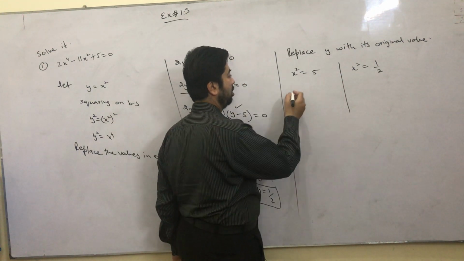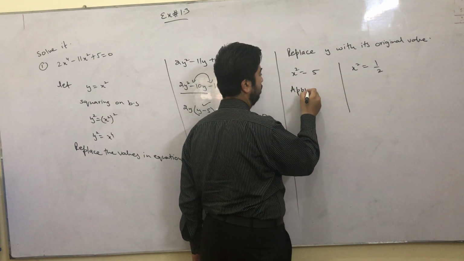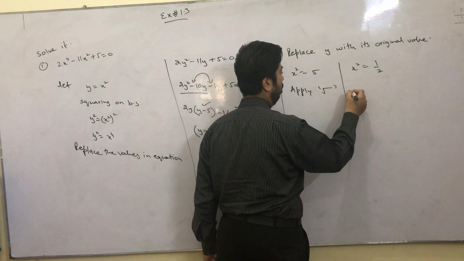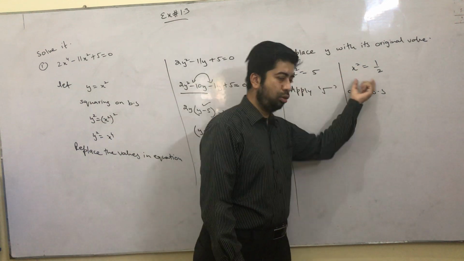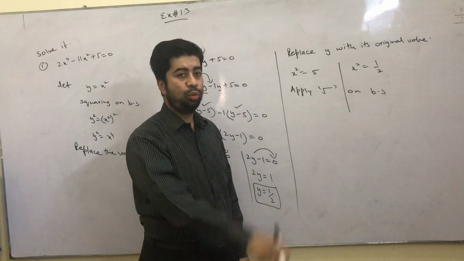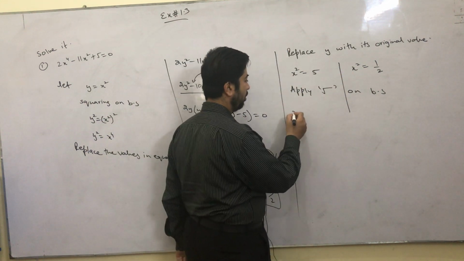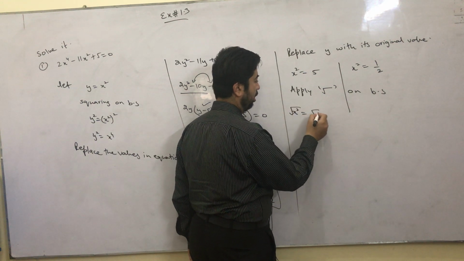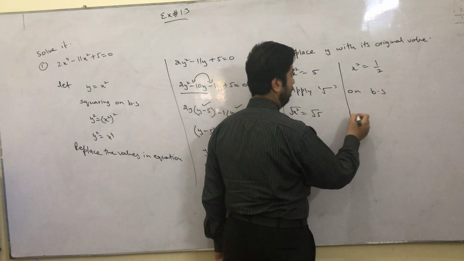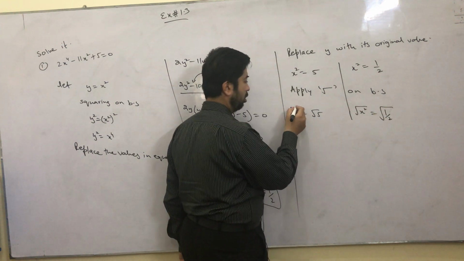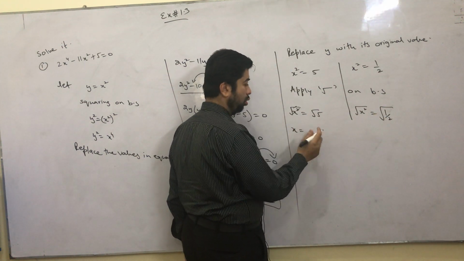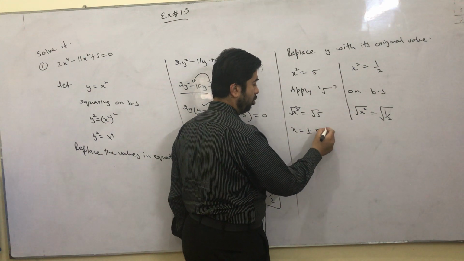So for that purpose, apply square root on both sides. Apply square root here and apply square root here. So you must approach towards the value of x. X square and 5, and x square and 1 over 2. This square is cancelled with this square root, and for this you know that it is positive negative square root 5.